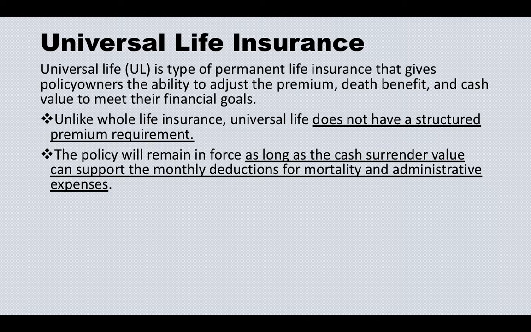I just want to mention here that compared to whole life insurance, universal life insurance administrative cost is pretty high because there are so many variables they have to manage. They definitely need more people to manage those things, so the administrative expense is usually higher than whole life insurance.